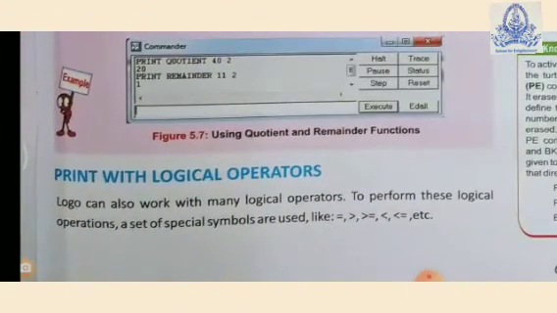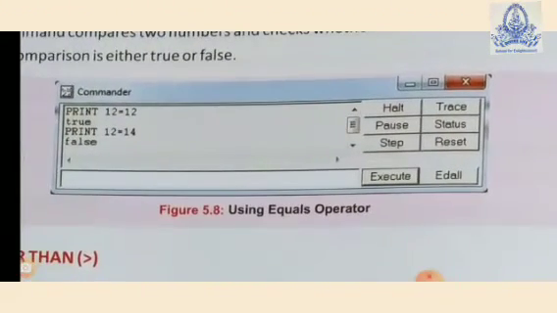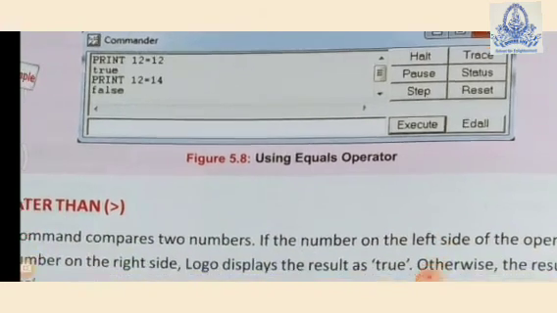Print with logical operators, what operators are there, that is you can say equals, less than, greater than, less than equals, greater than equals, they are called the logical operators. Now you see the equals command, what is the use of equals, print 12 equals 12. What does it mean, both 12 and 12 are the same, that's why you will get the output, that is true. Print 12 equals 14, obviously it is wrong, that is false. You see, the output you will get is false.